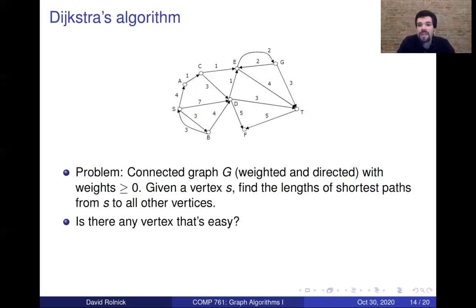The vertex itself, yes, that has distance 0 from itself. But I did write other vertices. Is there any one of the neighbors which is easier than the others? There's a suggestion of a vertex that has no in degree and no out degree, so an isolated vertex, but it is a connected graph, so there aren't any isolated vertices.